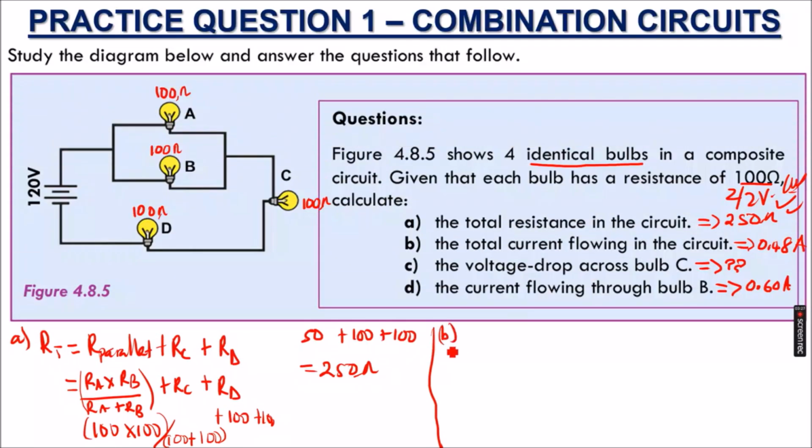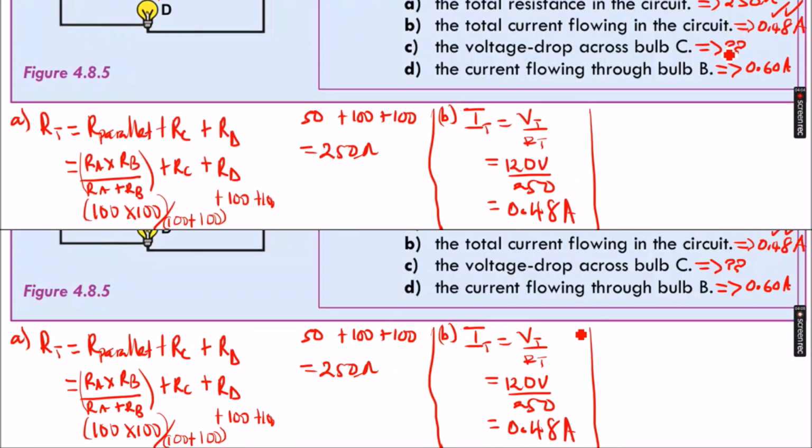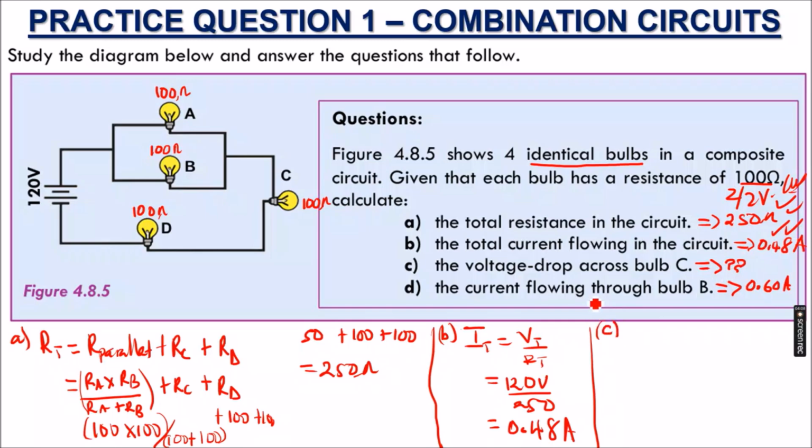Part B says calculate the total current flowing through the circuit. Every time they talk of total current, it's very simple. Total current is equal to total voltage over total resistance. What is the total voltage? 120 volts. What is the total resistance? 250, which is going to give us 0.48 amps, of which I applaud you. You got it right.